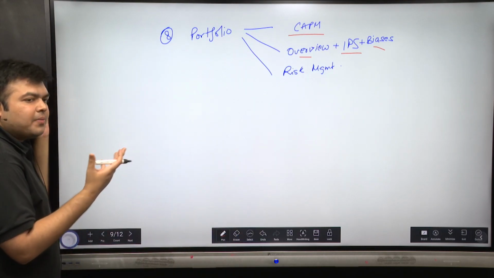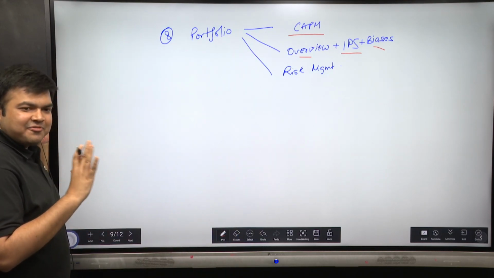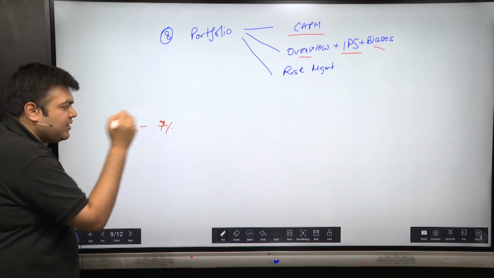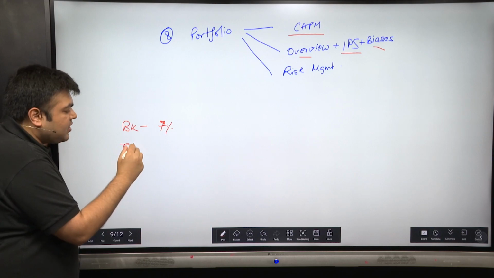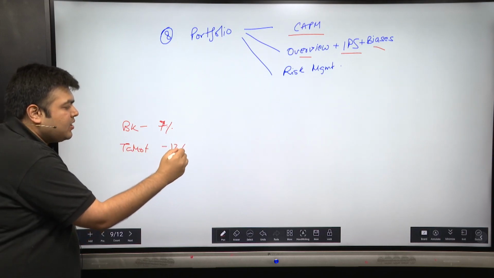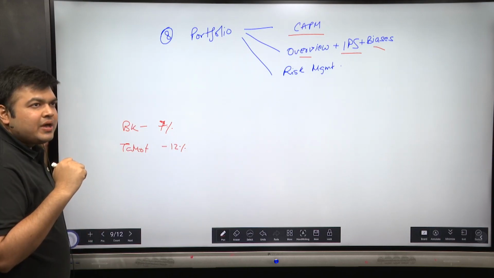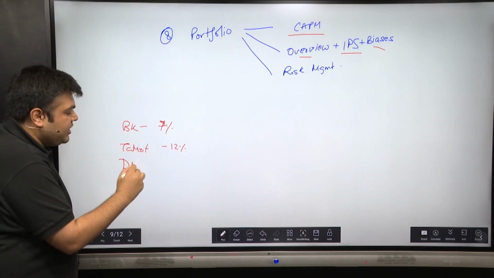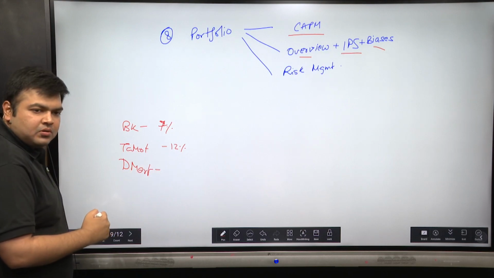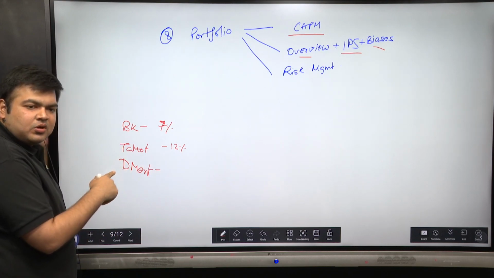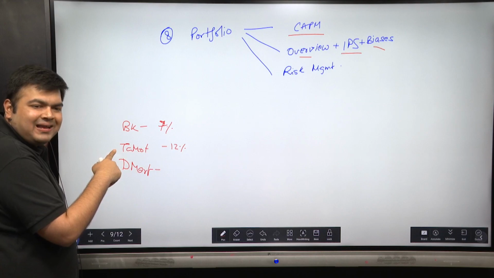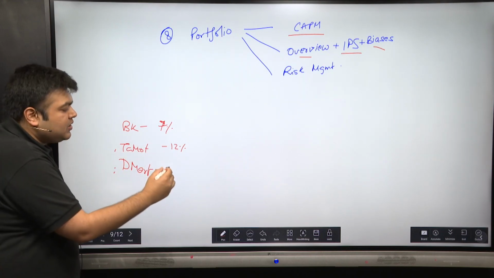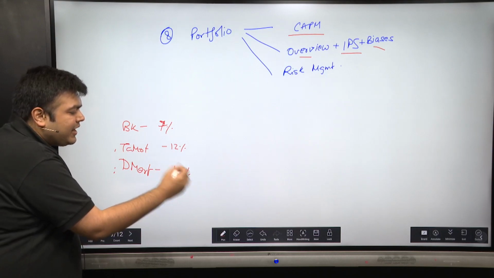It is a formula basically: RF plus (RM minus RF) times beta. If I'm investing in a bank, let's say I'm demanding a 7% rate. If I'm investing in Tata Motors, let's say I'm demanding a 12% rate. If I'm investing in DMart, Avenue Supermart, I think it's less risky than Tata Motors, because if the market is good or bad, people might buy fewer cars, etc. But people have to go for grocery shopping and all. So let's say I will demand only a 10% rate.